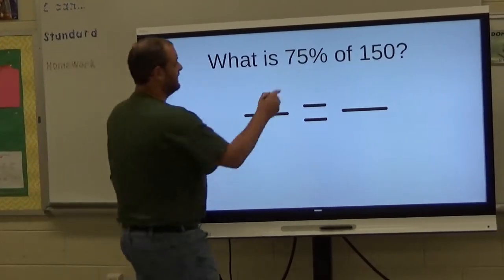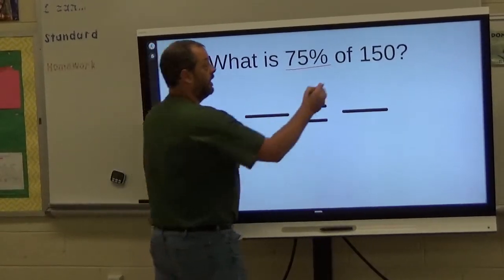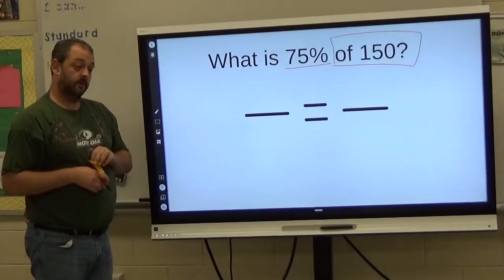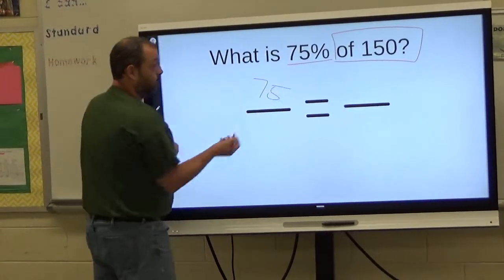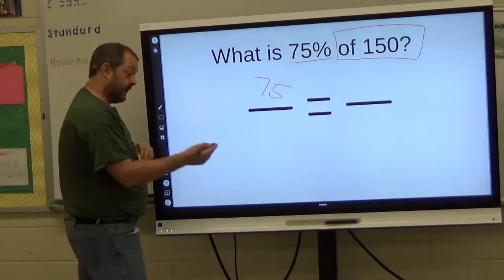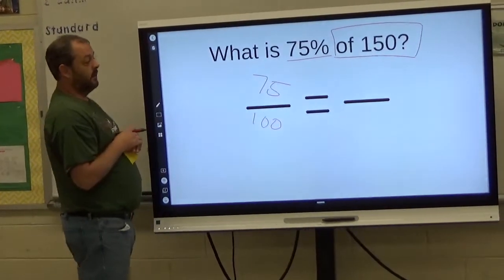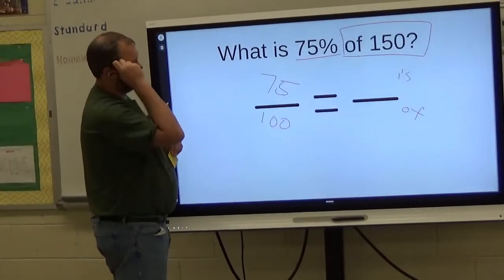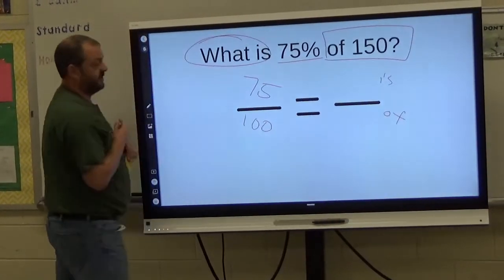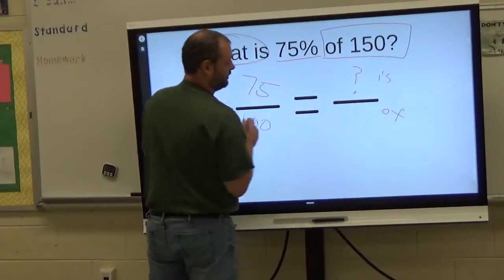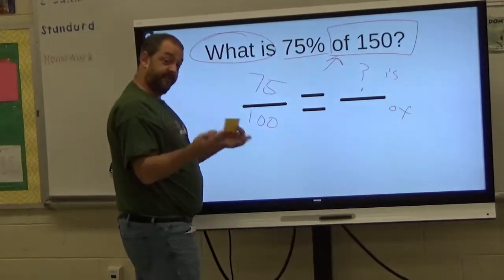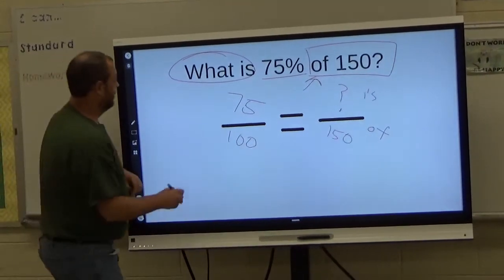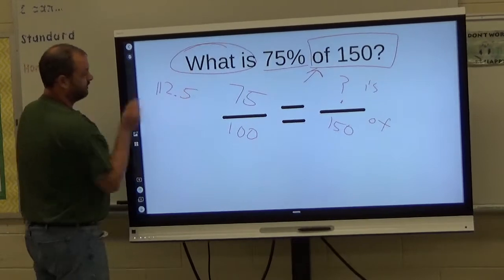Next problem. So what is 75% of 150? What numbers go on top left? 75, yes. What numbers go in bottom left? Yes, 100. Now, remember, it is of. Well, we don't have a number with the is, so that's going to be our question mark. And it says of 150, bottom right. So when you cross multiply and divide, you get 112 and 5/10.